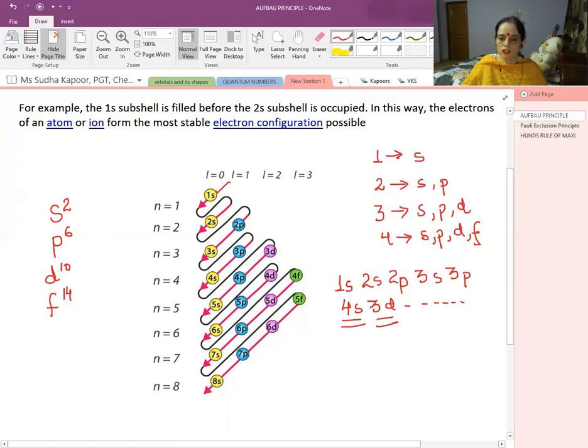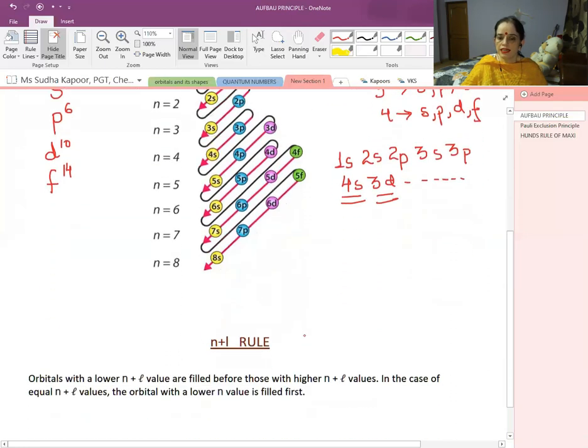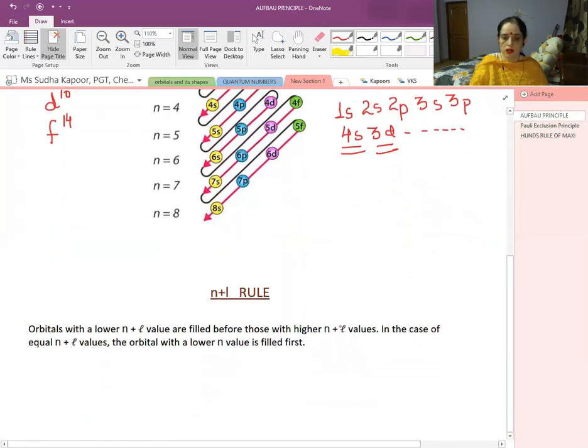Going into the depth of this question, we come to the other rule, the N plus L rule. Children, remember all these rules. They are going to help us a lot when we are filling the electrons, not only in class 11th but also in class 12th. So, the N plus L rule. Dear student, N here means the principal quantum number, and L is the azimuthal quantum number. You all know about the principal and azimuthal quantum numbers; in the previous video, we discussed the various quantum numbers.